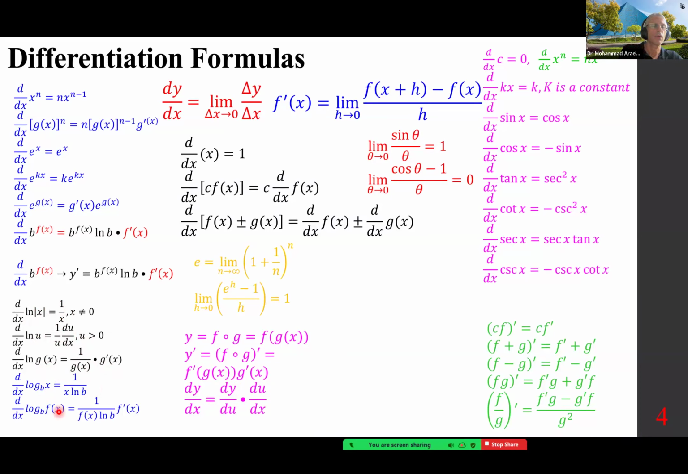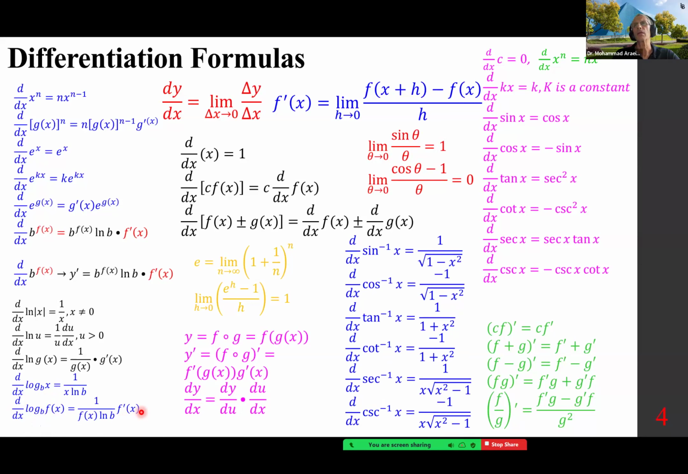So if you have log of f of x with base b, and you want to differentiate it, it's 1 over f of x times ln b times f prime of x. This part is by the chain rule.